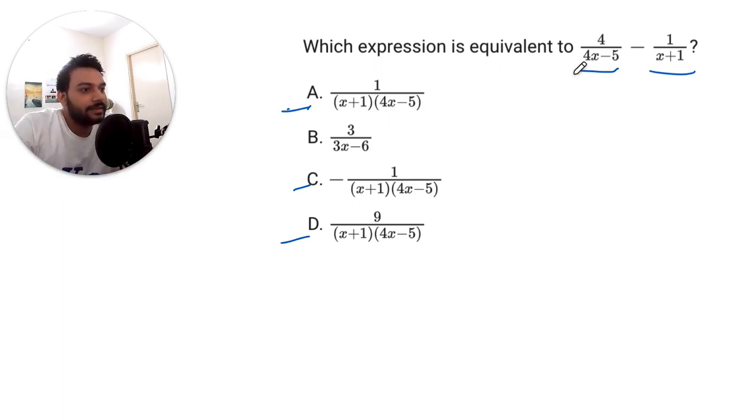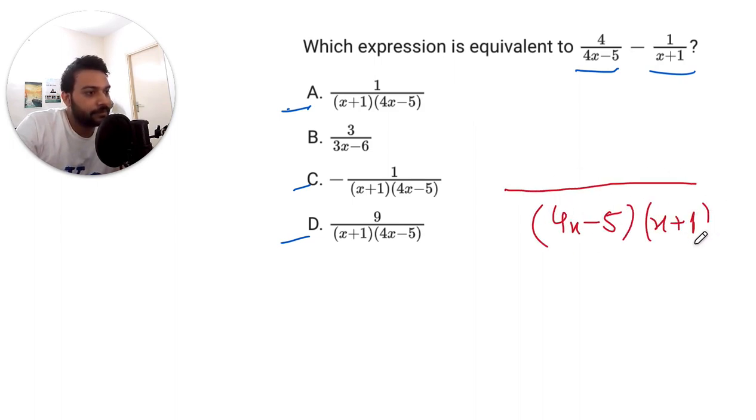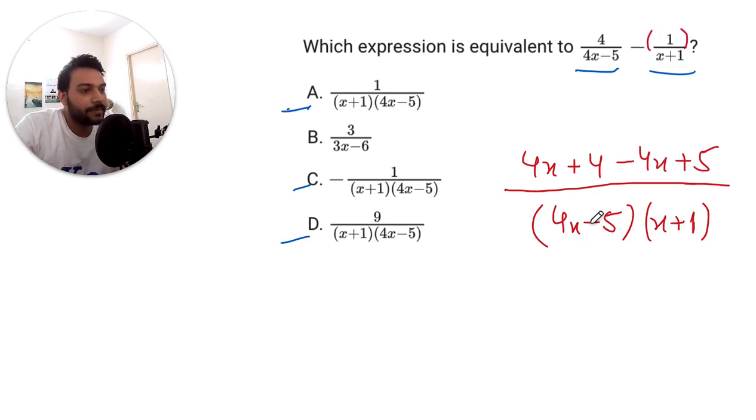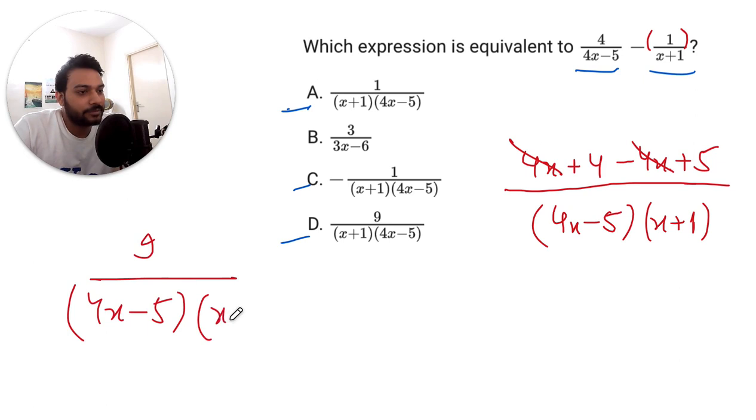Now let's take the LCM. So for the common denominator, 4x minus 5 times x plus 1, this goes in the denominator. 4 times x plus 1 is 4x plus 4 minus 4x minus 5, so negative 4x plus 5. After multiplication, the signs will change. Okay, so 4x minus 4x cancel. 4 plus 5 is 9. 9 upon 4x minus 5 times x plus 1. Plain and simple. Yep, option D, this is the correct one.